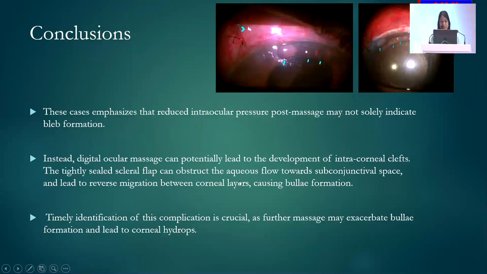The tightly sealed scleral flap can obstruct aqueous flow towards the subconjunctival space and may lead to reverse migration between corneal layers, causing bullae formation. So timely identification of this complication is crucial, as further massage may exacerbate bullae formation and may lead to corneal edema. Thank you.